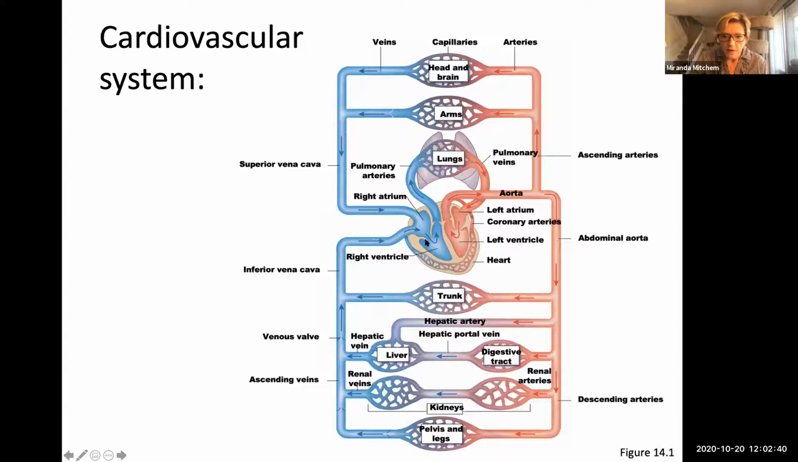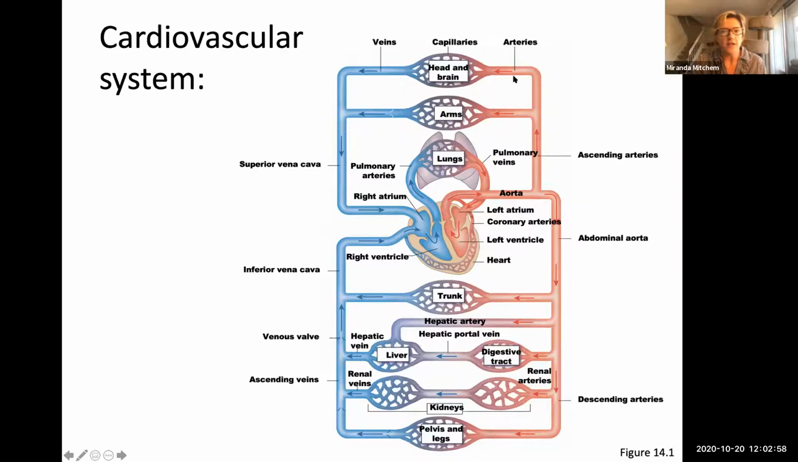When we pump out of the right ventricle, it goes up into this pulmonary circuit. So the right side of the heart pumps through the pulmonary circuit, where the left side of the heart supplies the body. That is the systemic circuit.